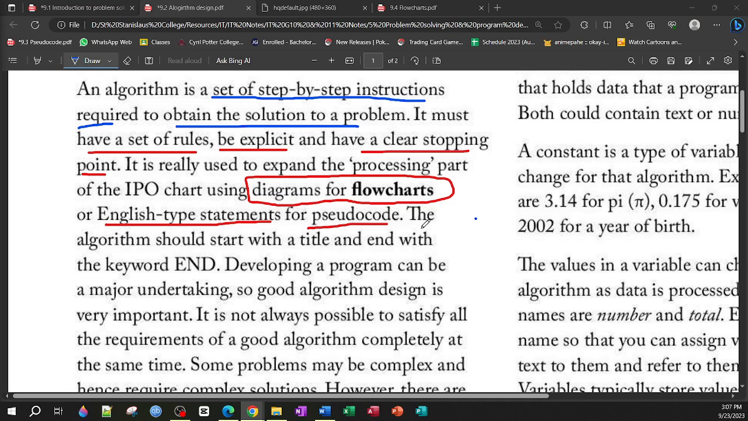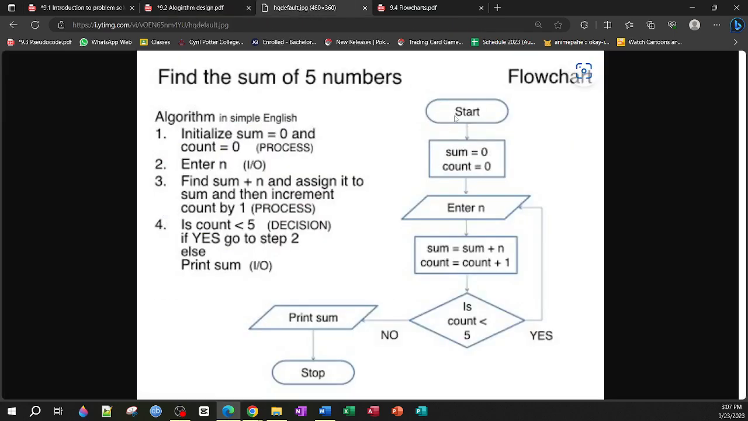All right, so next, the algorithm should start with a title and end with the keyword end, because we need to indicate where the algorithm is starting from and where it is ending. So whether it's the algorithm, the pseudocode, or the flowchart, it must have a clear starting point and a clear ending point. As you can see with the flowchart, there's a clear keyword that says start, and a clear keyword that says stop.